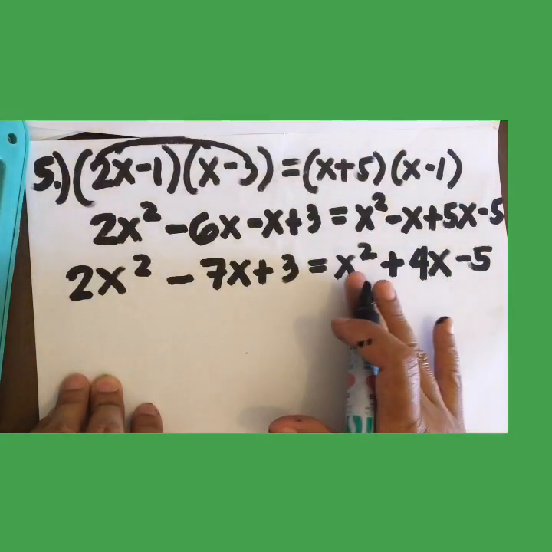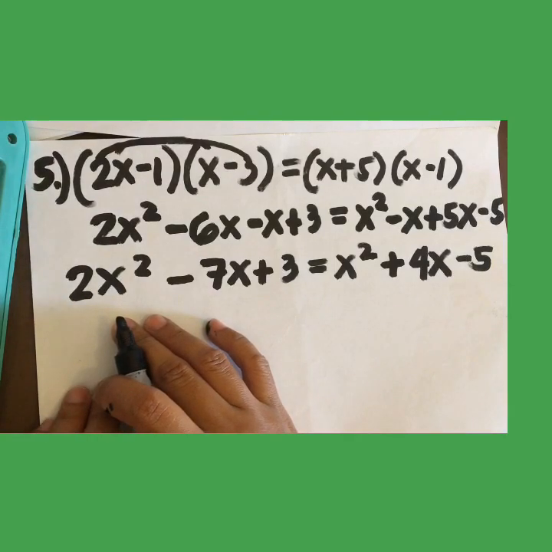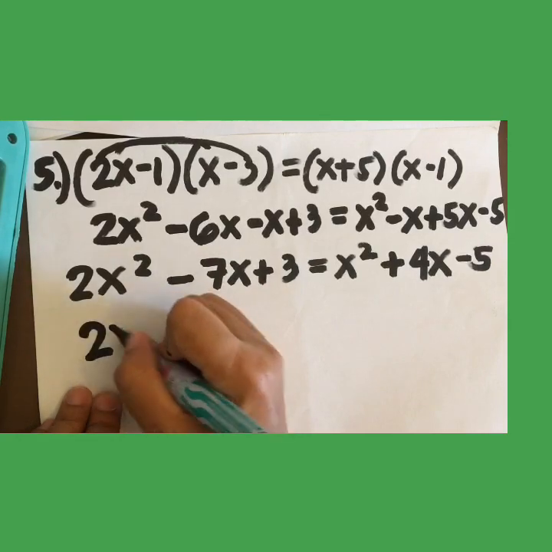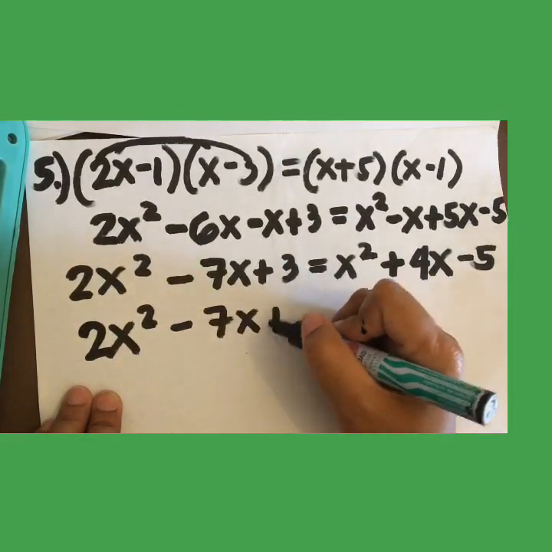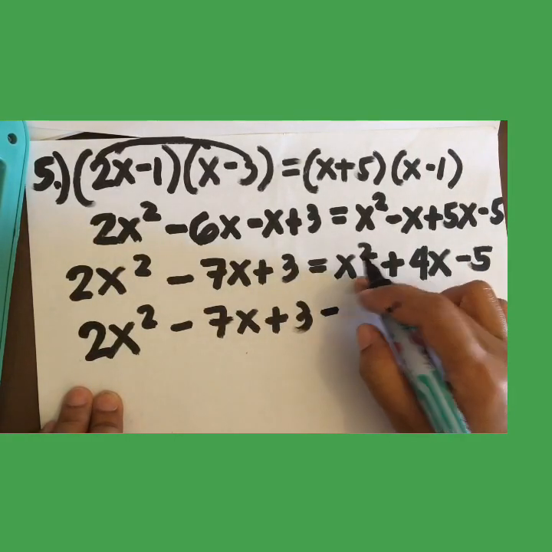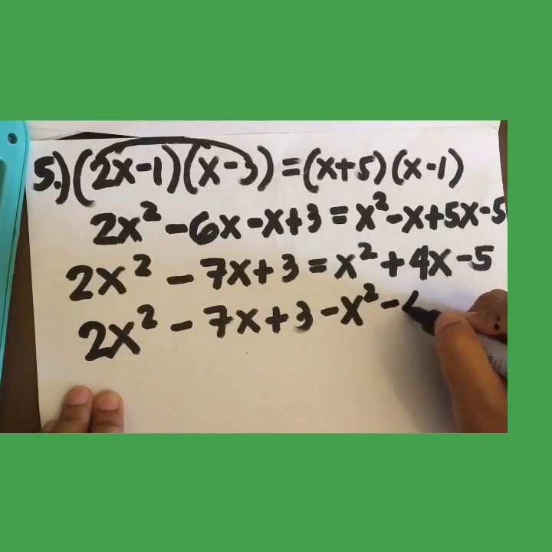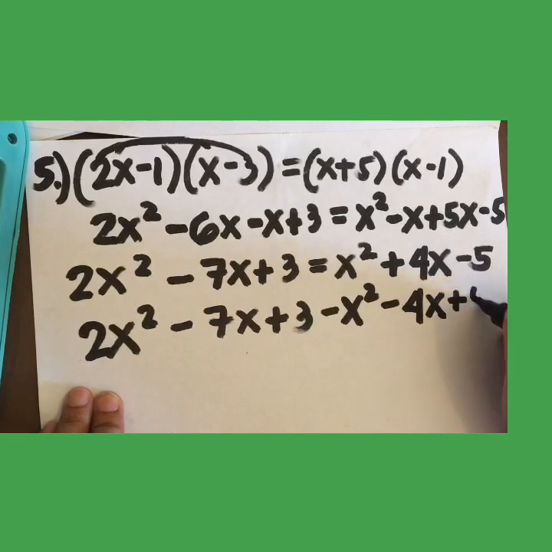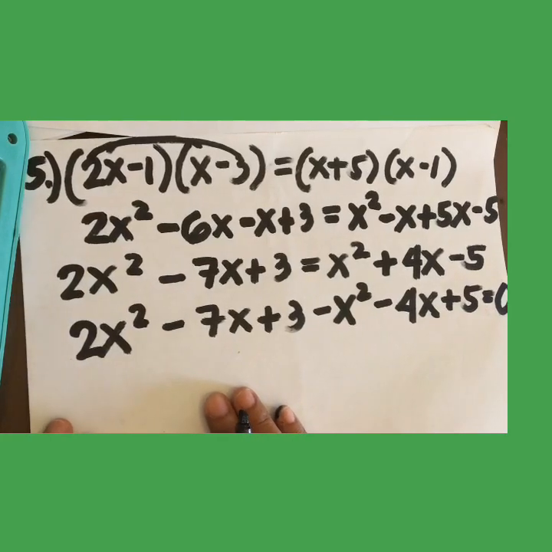Okay, so we're going to transpose these three terms here to the other side to combine like terms and to simplify it further. Okay, 2x squared minus 7x plus 3 minus, okay, as we transpose, we change it to opposite, minus x squared minus 4x plus 5 equals 0. Okay, I hope that's clear. Next.